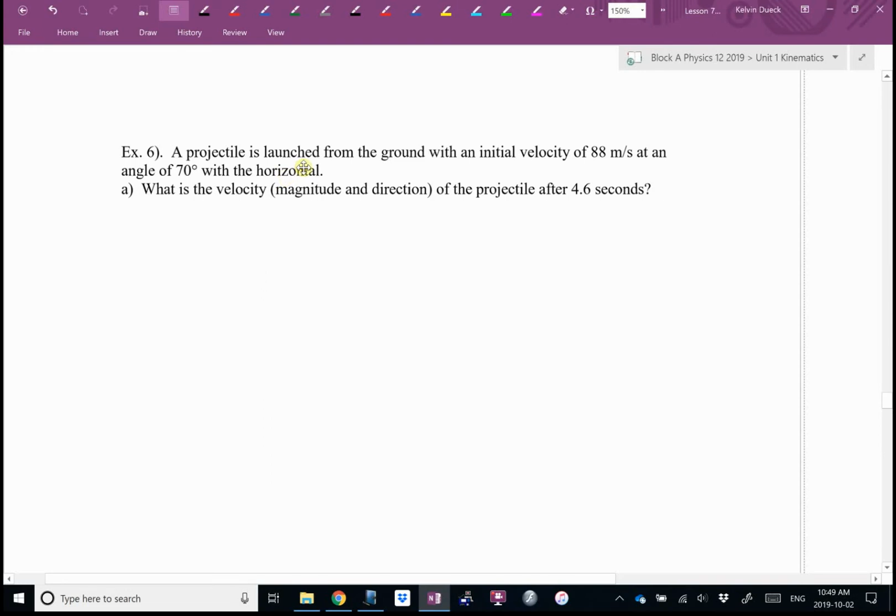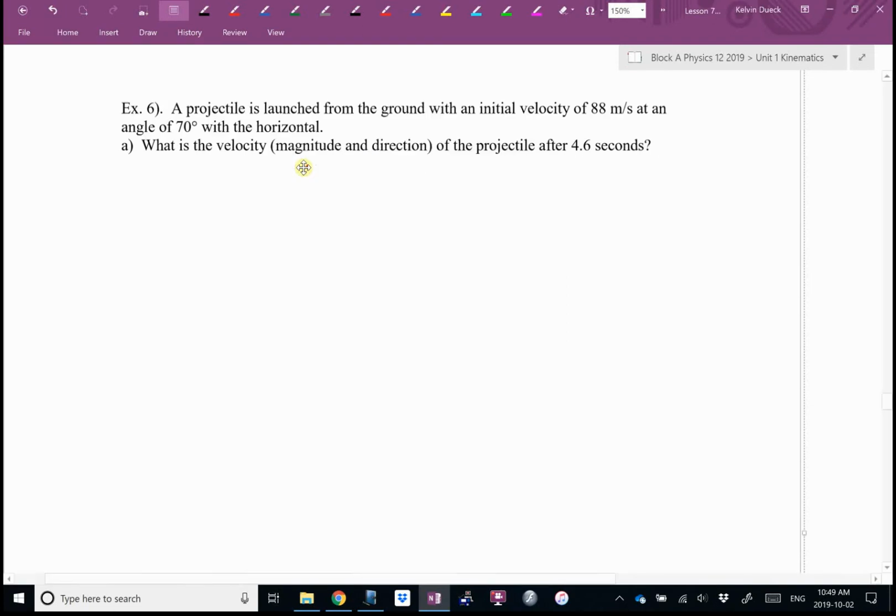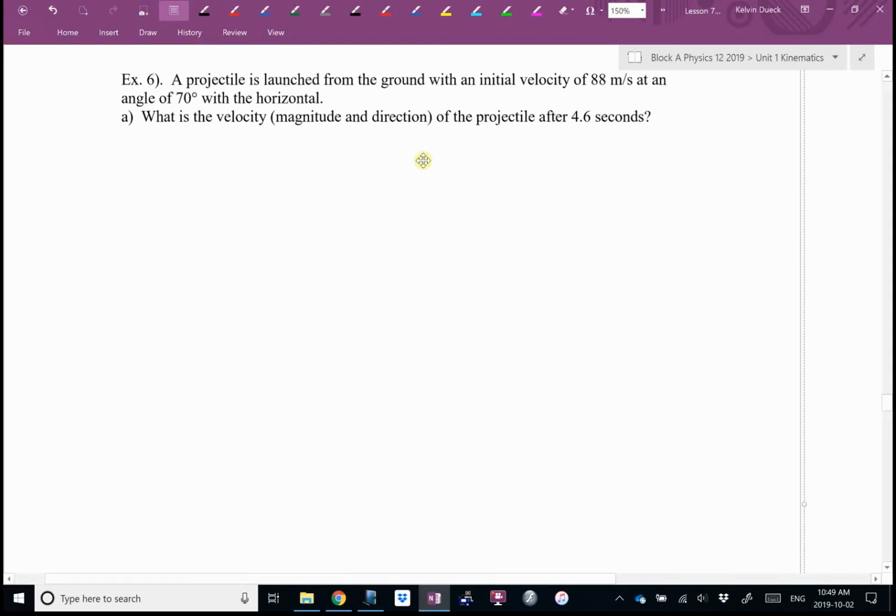So again, Kathy, I'm just showing you stuff that we can do that I would consider fair game. Challenging, but fair game. A projectile is launched from the ground with an initial velocity of 88 meters per second at an angle of 70 degrees with the horizontal. What's the velocity, magnitude, and direction of the projectile after 4.6 seconds?